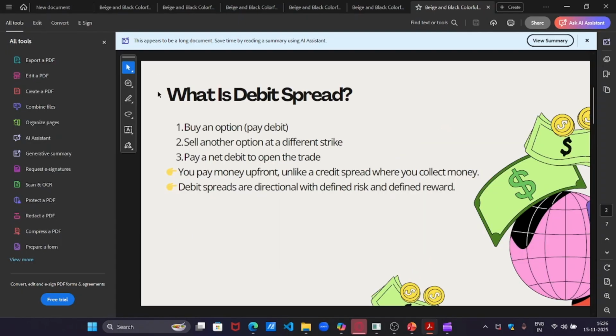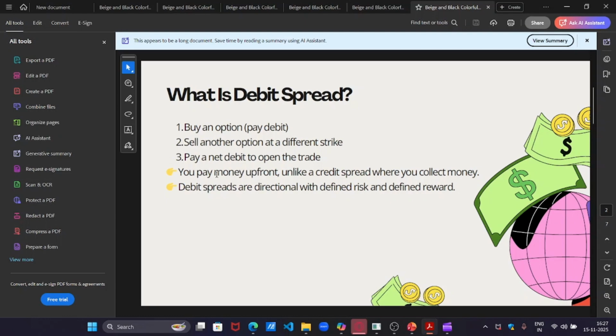So the first question is, what is a debit spread? In a debit spread, you basically buy an option. Buying an option means you are paying a premium, right? And you sell another option which is at a different strike. Selling an option means you are getting the premium. How is it a debit spread? Because the option you are buying will have a higher price and the option you are selling will have a lower price. Lower price in the sense premium. So buying at a higher premium, selling at a lower premium. So overall, you are in a debit, buying minus selling premium.